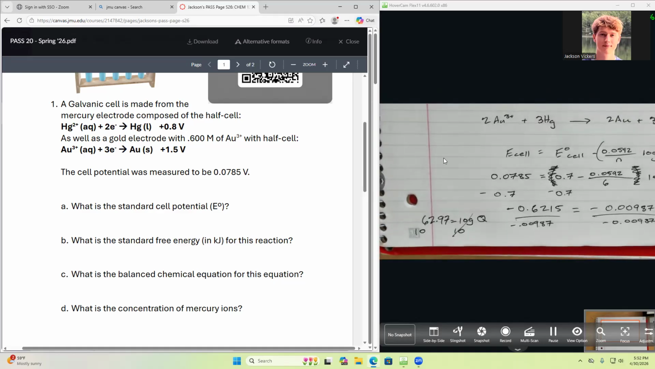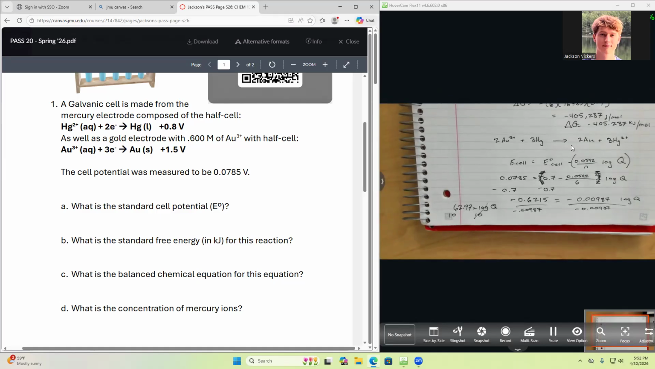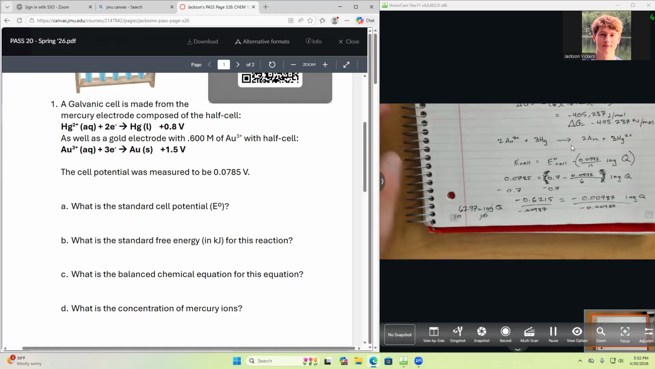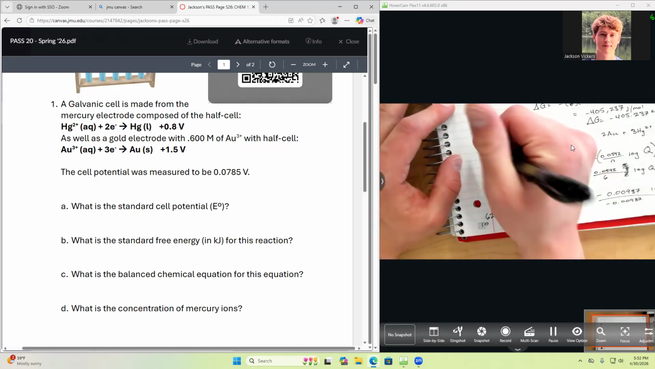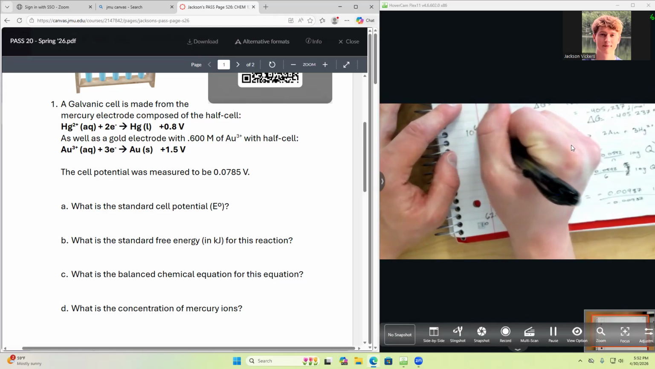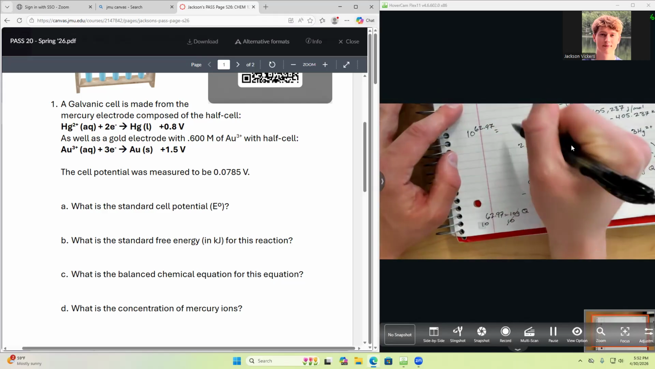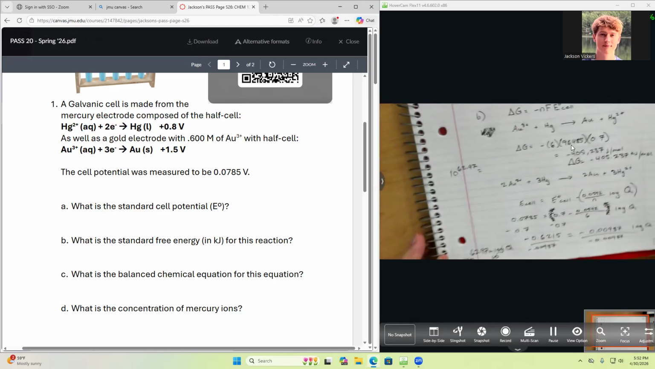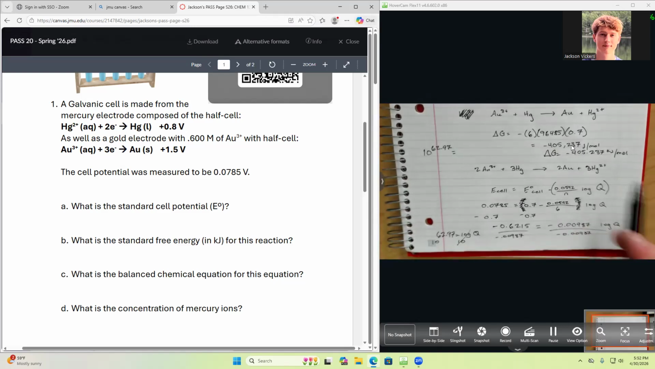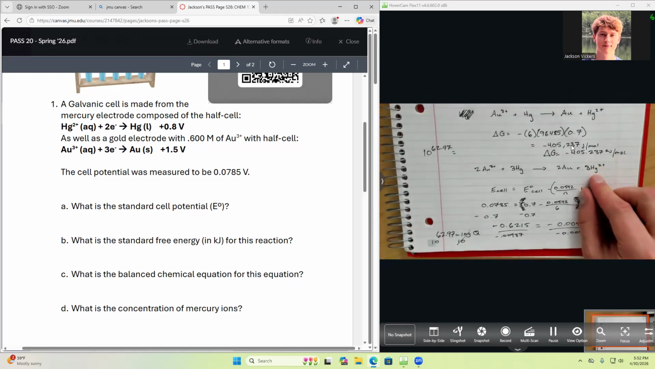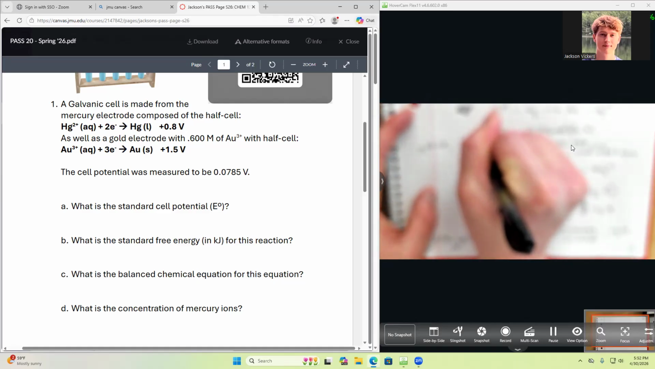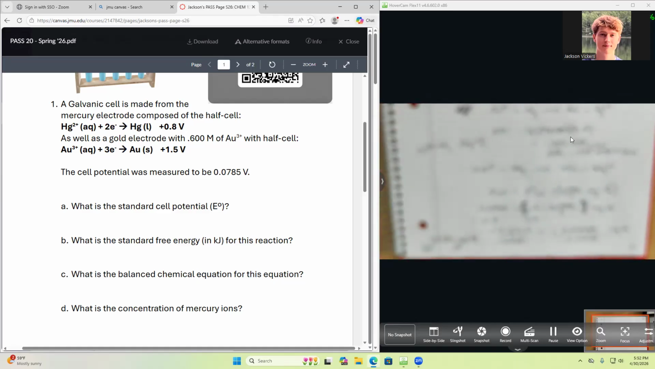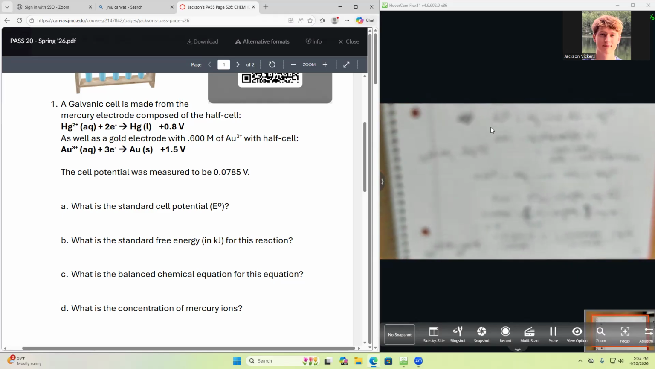All right, so that's right. 10 to the power of 62.97 is going to be equal to Q. And we say that Q is products over reactants. So if we're going based off of this balanced equation that we made, the mercury ions are going to be in the products, so that's going to be the numerator. And we know that has to be raised to the power of what?